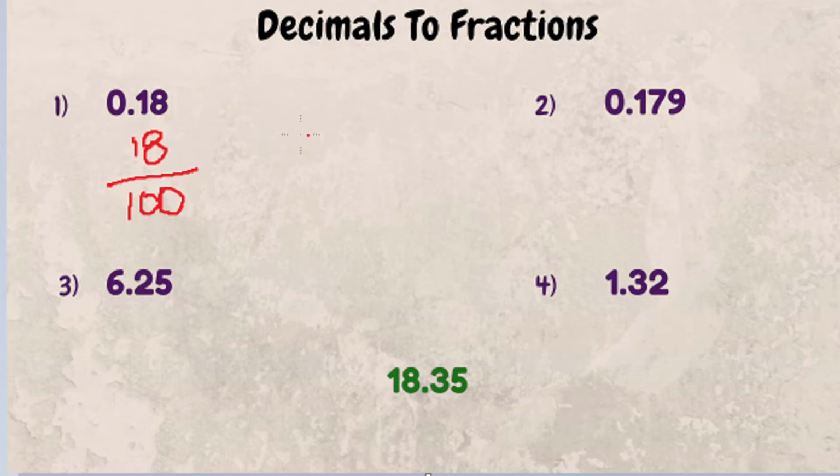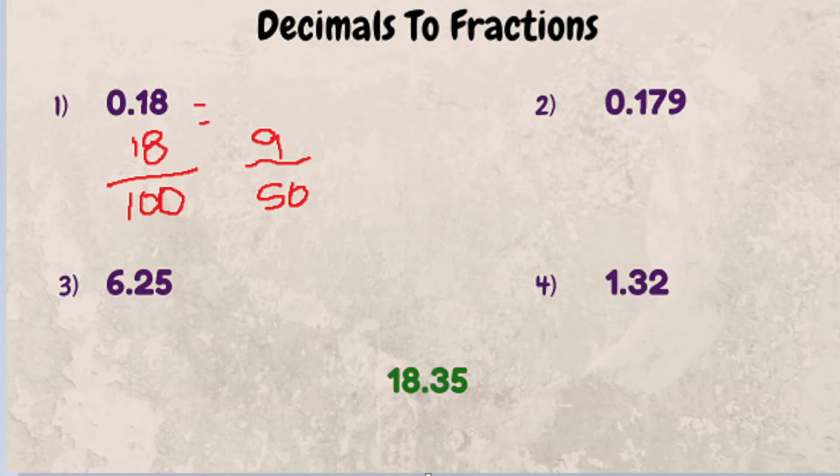So basically that is 18 hundredths in fractional form, but we know we can simplify, right? We can divide 18 by 2 and get 9, and divide 100 by 2 and get 50. So 9 fiftieths is the same thing as 18 hundredths. So that is your fraction.